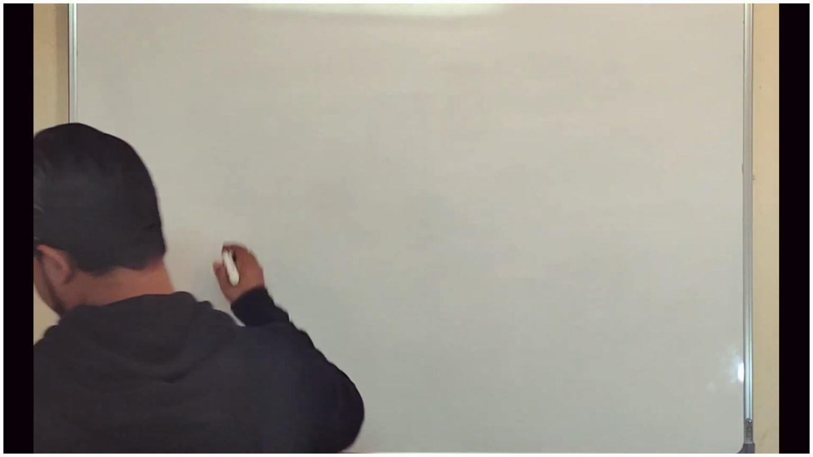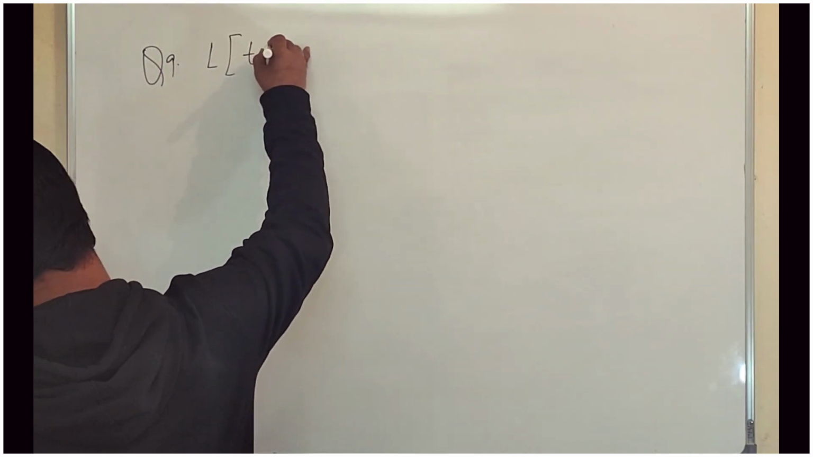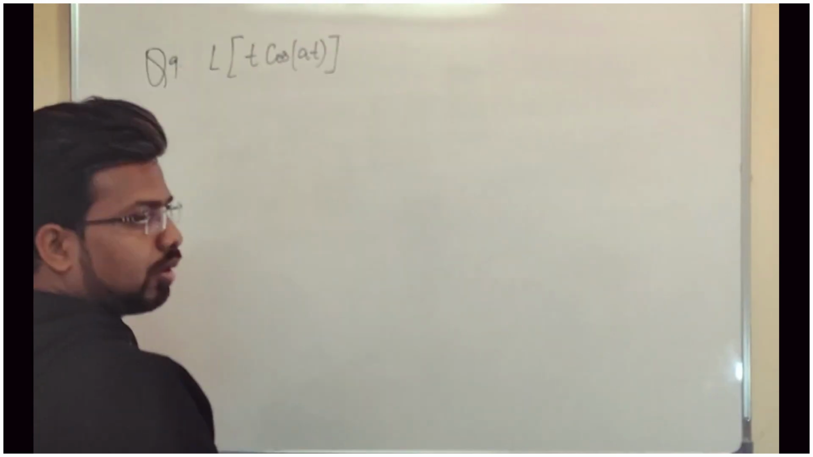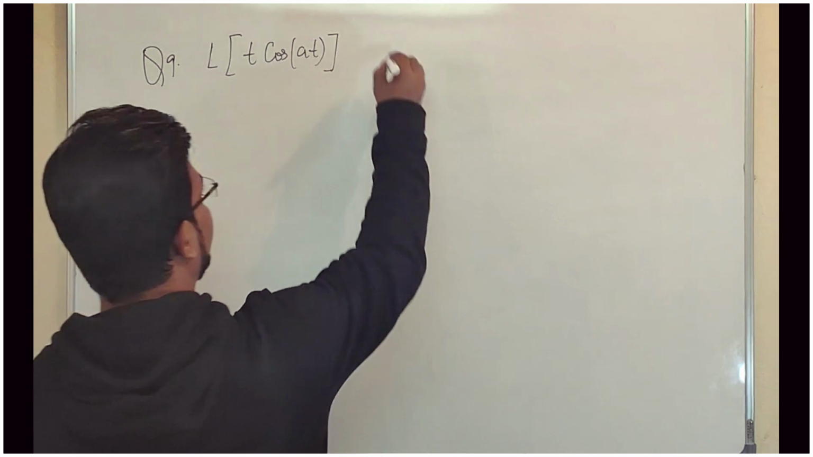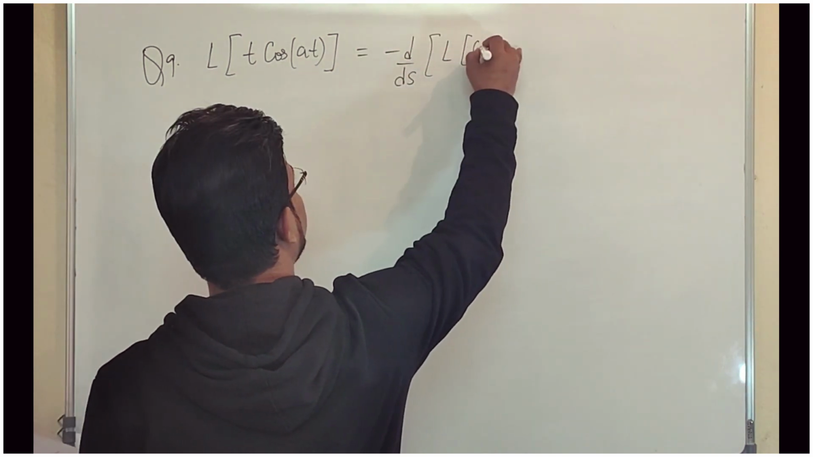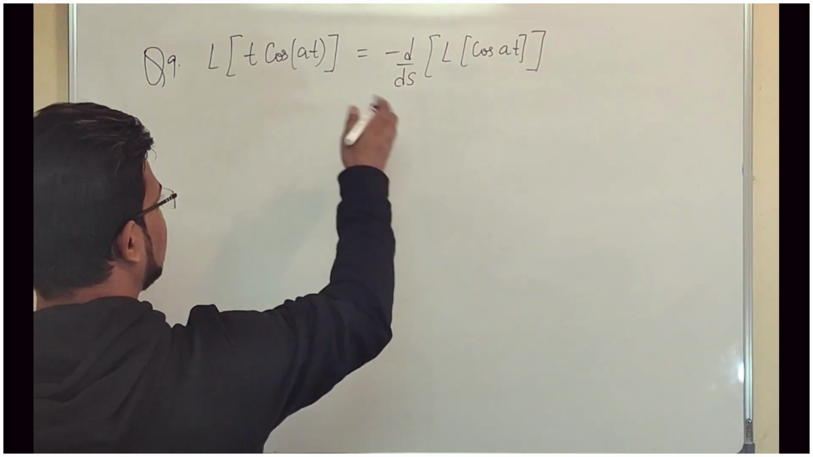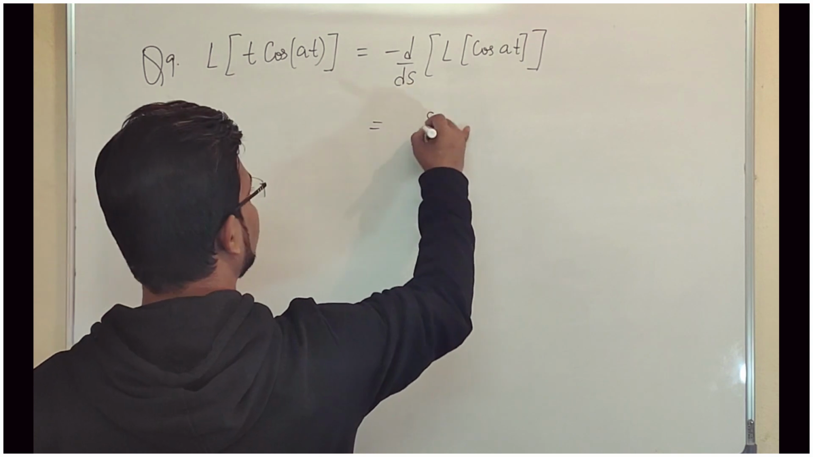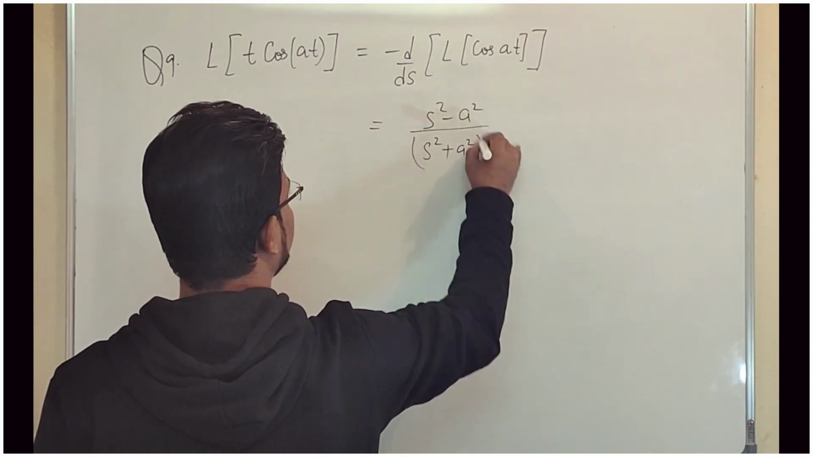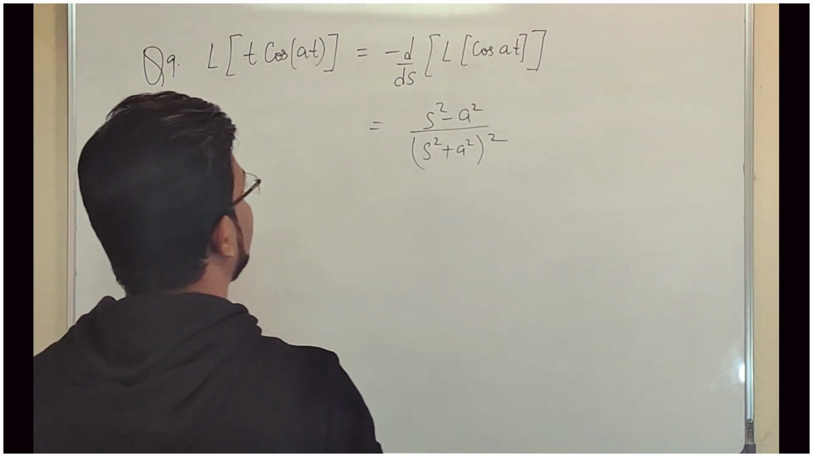Question number 9 says, again a direct formula based, that is L of t cos of at. Simple, you can simply solve it as minus d ds of L of cos at. I'm not going more into depth because you know all these things. So the answer for this will come out to be s square minus a square by s square plus a square whole square. So this is your correct answer. That's it. Then we have question number 10.